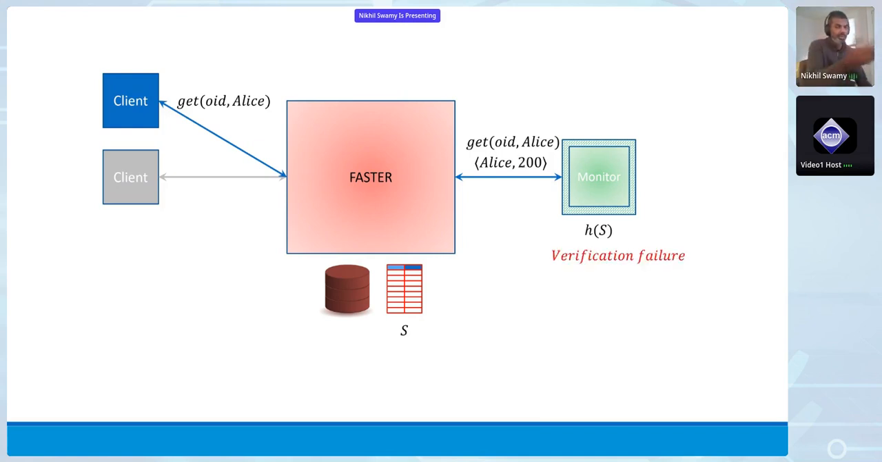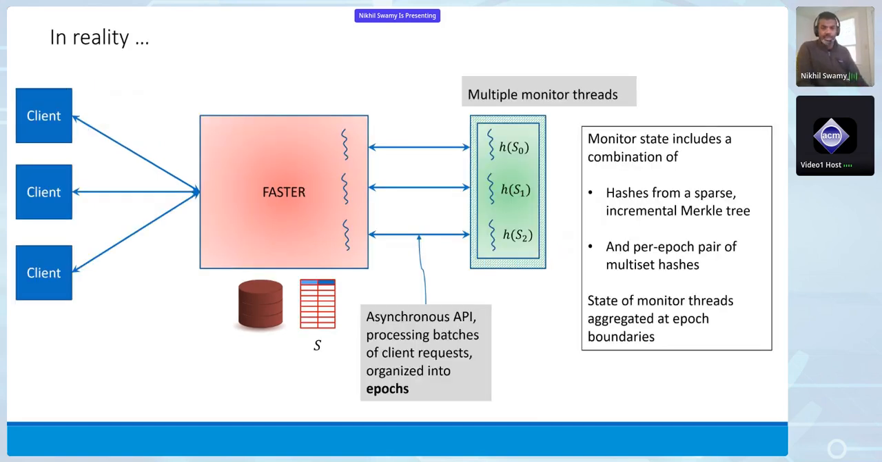Of course, if FastVer was to lie and provide the value 200 instead of 100, the monitor would notice that this is not the right value for Alice in the current abstraction and would refuse to sign the client operation, and this would be a verification failure. So that's a very simple setup.